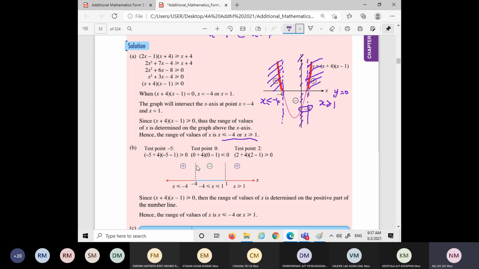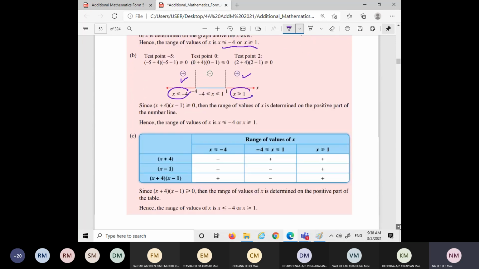Then you test points. For this portion, you can test at point -5, this portion you can test at point 0, and this portion you can test at point 2. Then you substitute. If it is positive, you label positive; if negative, you label negative. But coming back to the question, they want positive. So they want this and this. Therefore, this is the answer, and this is the answer. So this is the second method. Then the number line method is settled.